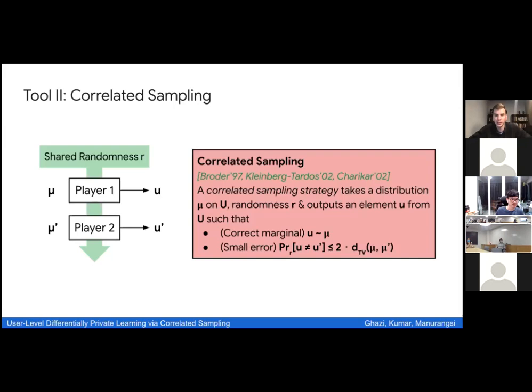Because with coupling, the way to do this would be that mu prime would see the output from mu and then decide whether or not to sample fresh. But we don't allow that here. Here the two players cannot see the other's output. Thank you. Cool. Thanks.